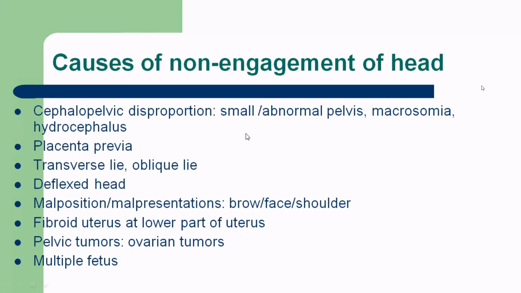In these conditions, normal delivery is not possible. First of all, when there is disproportion between the head and pelvis, that is known as cephalopelvic disproportion, where the pelvis is very small or abnormal, or the head is very big, the fetus is very big, which is macrosomia. If the head only is big, that is hydrocephalus. In this condition, the head will not enter the pelvic cavity and will not get engaged.